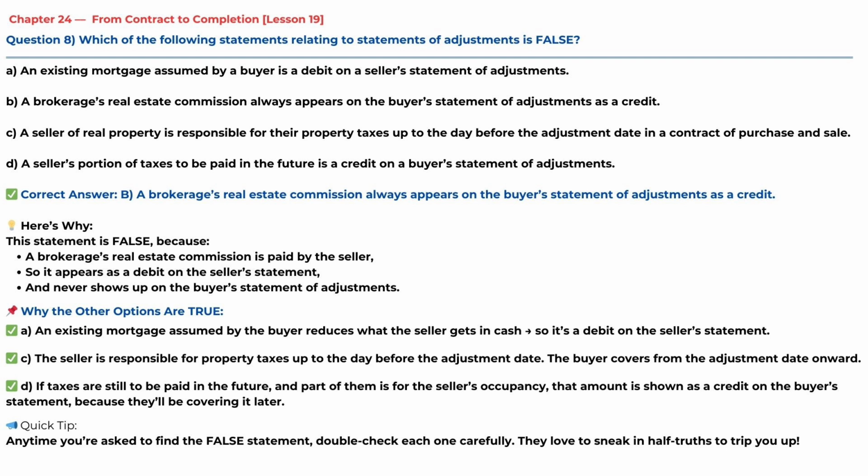D. If taxes are still to be paid in the future, and part of them is for the seller's occupancy, that amount is shown as a credit on the buyer's statement, because they'll be covering it later. Quick tip. Anytime you're asked to find the false statement, double-check each one carefully. They love to sneak in half-truths to trip you up.